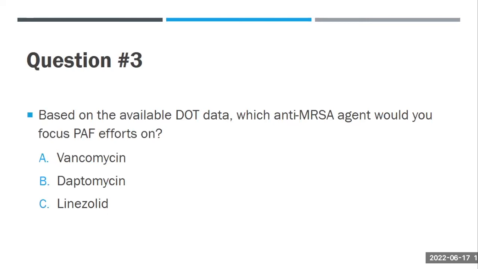And so that brings me to the third question, which would be based on the data that we just talked about: which anti-MRSA agent would you focus your prospective audit and feedback efforts on? Would it be A, vancomycin, B, daptomycin, or C, linezolid? I think everybody agrees it would be vancomycin, right? If you're having something that's driving 90% of your use, it's probably a reasonable place to start.